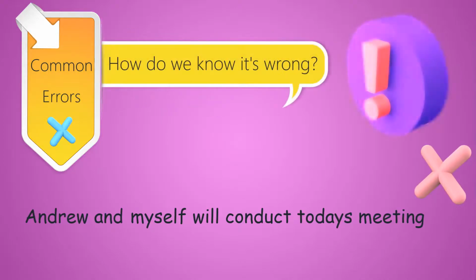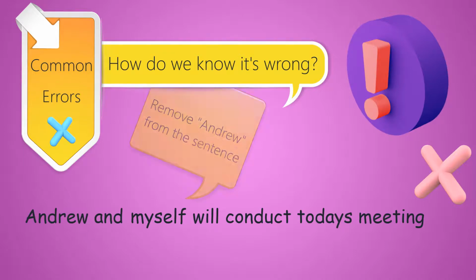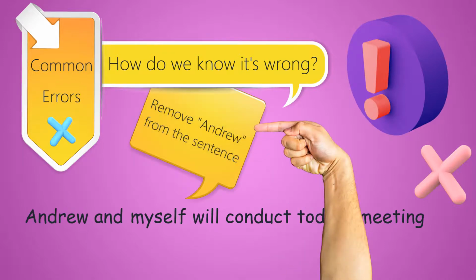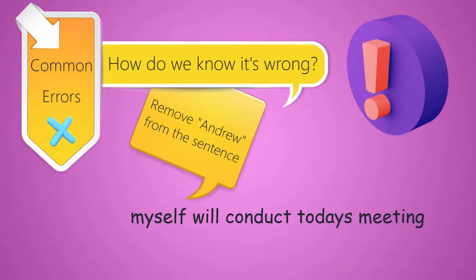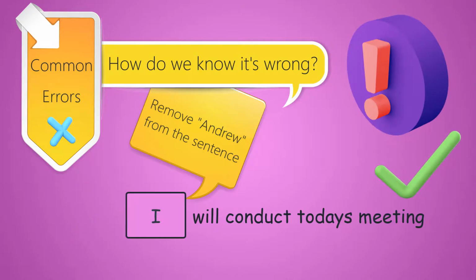How do we know that myself does not belong as part of the compound subject? I mean Andrew and the speaker in this sentence. Remove Andrew from the equation to see if what remains functions correctly. Myself will conduct today's meeting. Clearly, myself does not work, but the subject pronoun I does. I will conduct today's meeting. Andrew and I will conduct today's meeting.